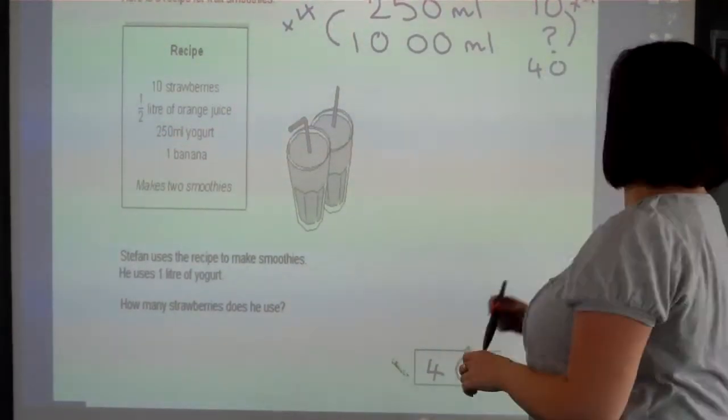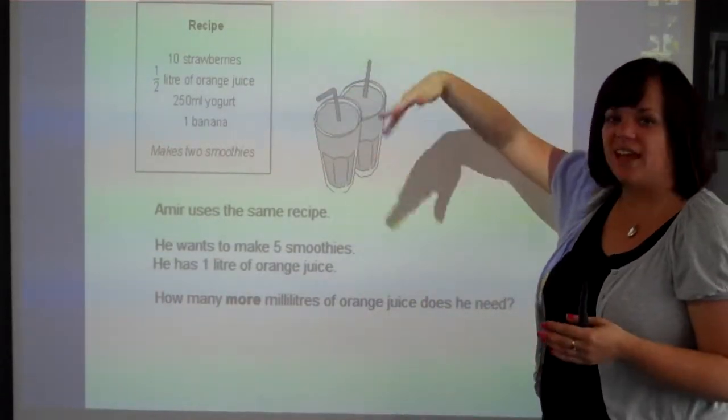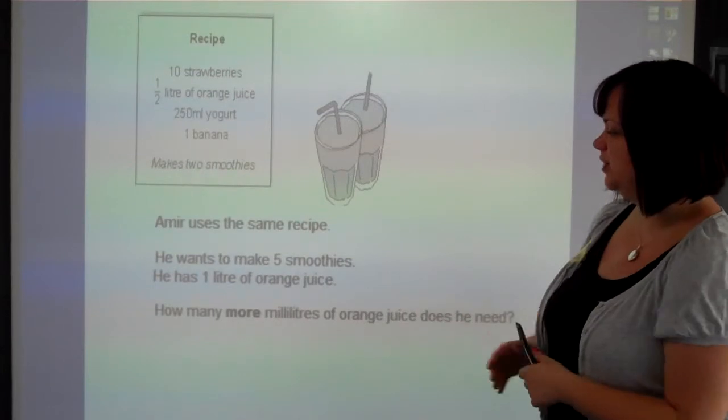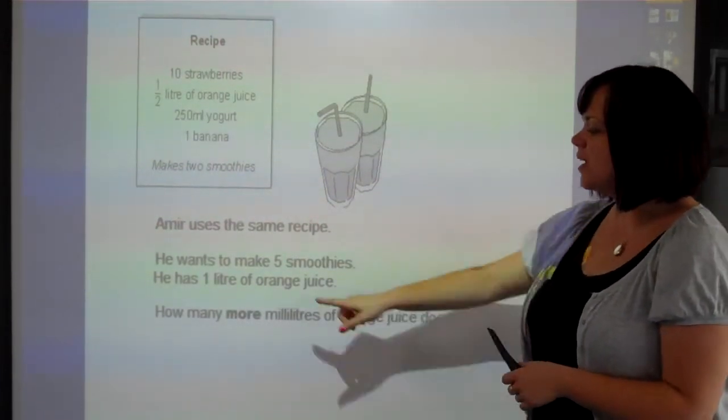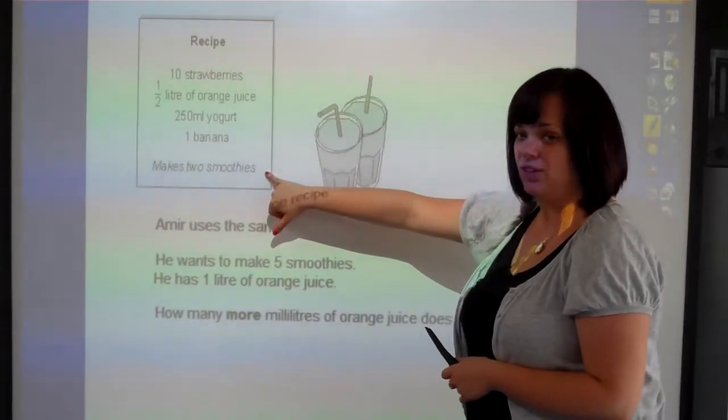There's actually a second part to this question, which is here. Here's the recipe again. It's exactly the same recipe. I've just copied it over to the next page. Now we've got Amir using the same recipe. He wants to make 5 smoothies. Okay, remember this makes 2.